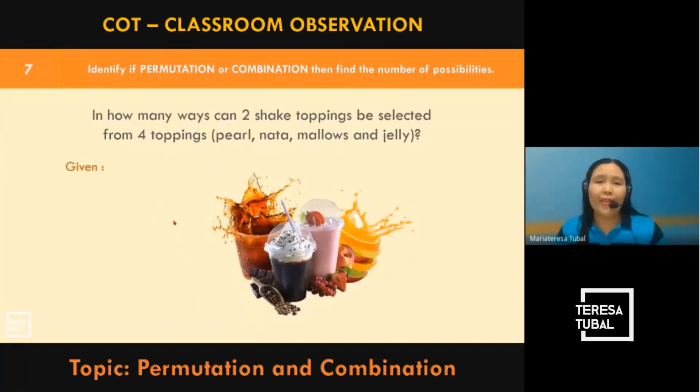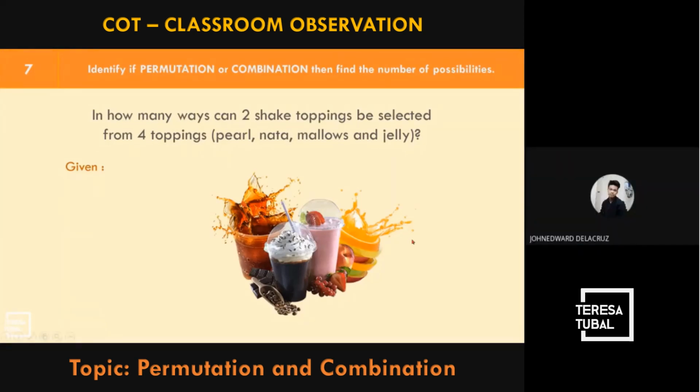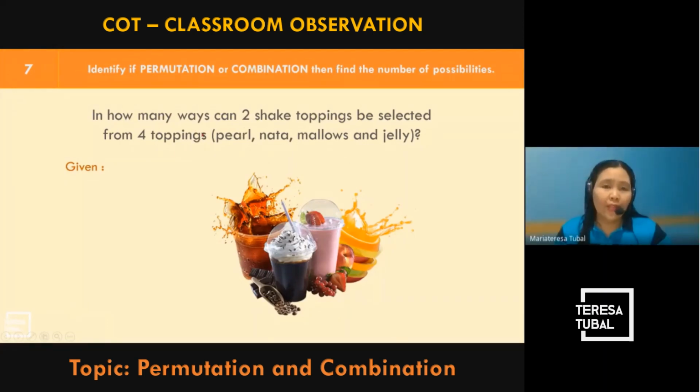Example 7. In how many ways can shake toppings be selected from 4 toppings? The different toppings are pearl, nata, mallows, and jelly. If that is the case, can you distinguish now the value of n? Yes, Edward? The value of n equals 4, ma'am. Tapos yung r po, 2. Okay, correct. So 4 toppings, that is n, and then the 2 shake toppings is equal to the r.